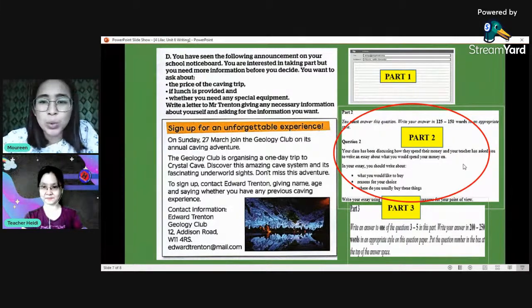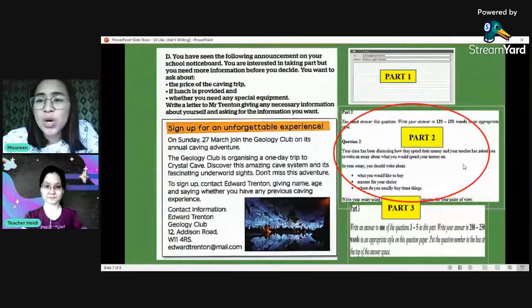Okay, this is a part 2 because you are given guided notes. You are given notes. There are three things that you have to answer there. If you look at task D, you want to ask about the price of the cabin trip, if lunch is provided, and whether you need any special equipment. All right. So this one is actually for a question in part 2. Okay. So your response should be 125 to 150 words.